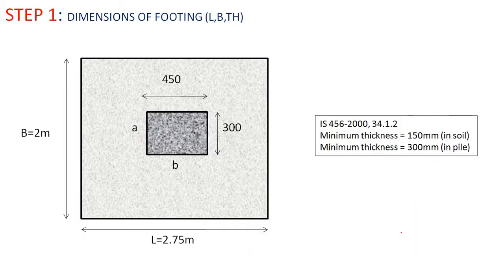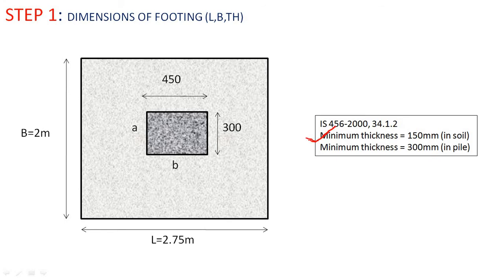So next, here in this we have found the B and L as 2 meter and length as 2.75 meter, and we already have the value of A and B over here. So now as per IS 456-2000 clause number 34.1.2, the minimum thickness of the footing in soil should be 150 mm, and minimum thickness of the footing in the pile should be 300 mm. So in our case the minimum thickness should be 150 mm.